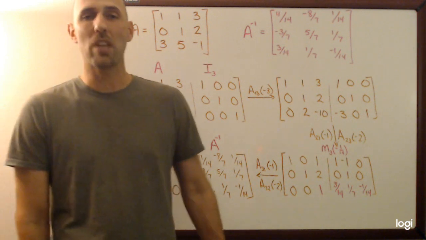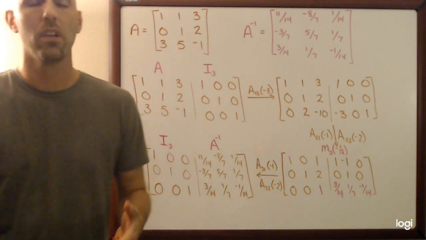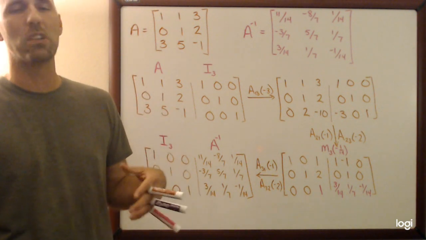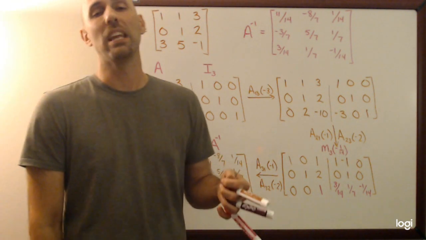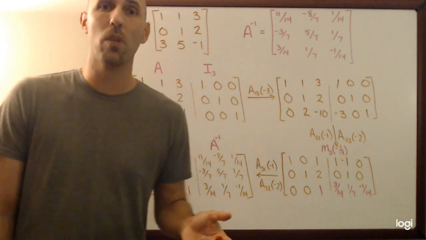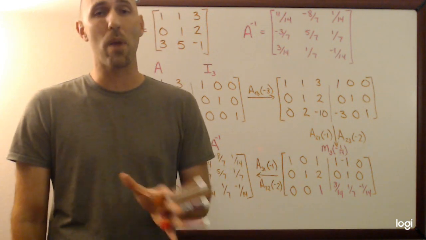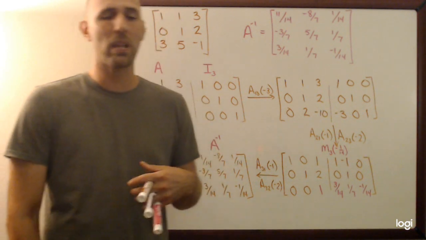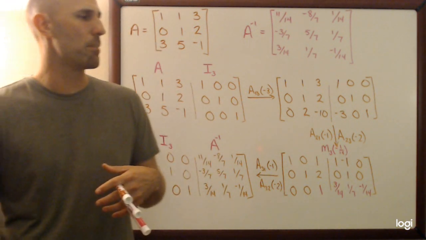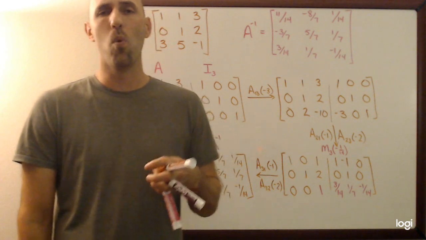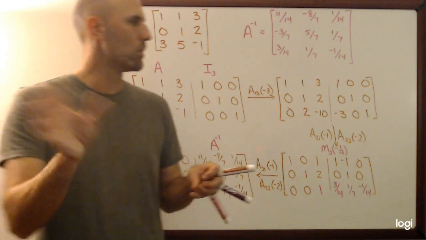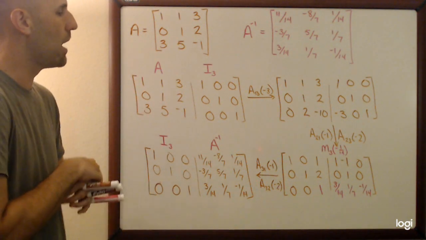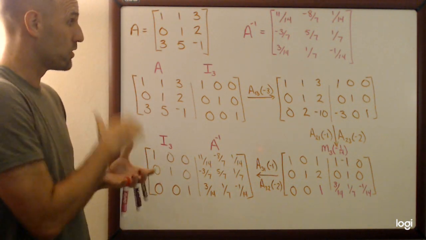Now, this won't always happen. There are a few examples in your book where you have a nice matrix, a matrix with nothing but whole numbers, and its inverse happens to have nothing but whole numbers. But that is very, very rare, okay? That is few and far between, and that only happens if the determinant of that matrix happens to be 1 or negative 1. But we'll talk about determinants in chapter 3.